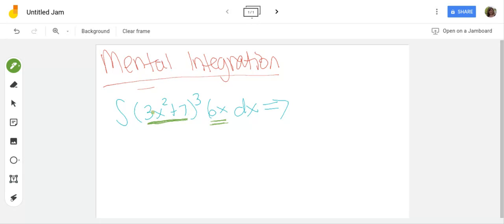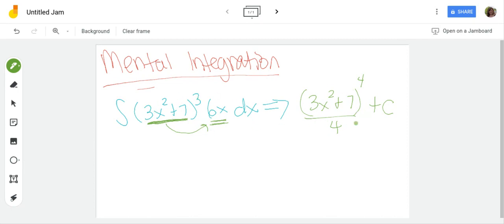So when you take this derivative, you multiply the power to the front, drop a degree, and then do the chain rule. Well, my chain rule is already in here, all right? So all I have to worry about is reversing the power rule. So the answer to this problem is going to be 3x squared plus 7 raised to the fourth power divided by 4 plus c, because my chain is already in this integral.